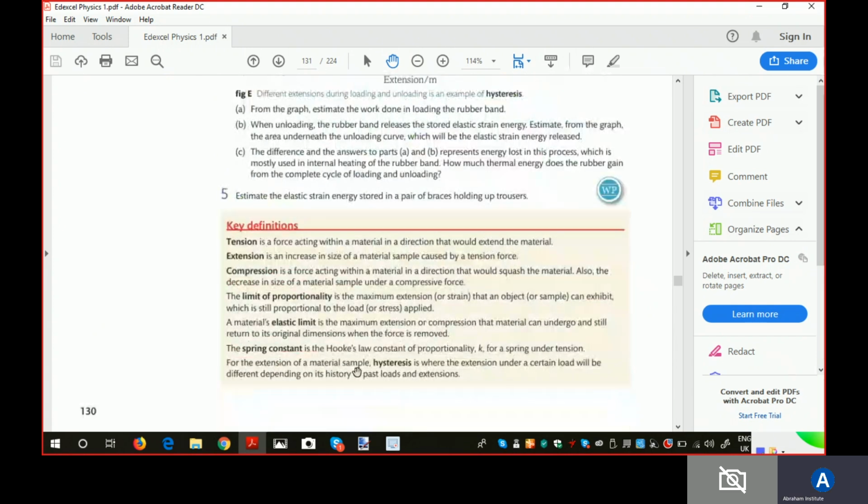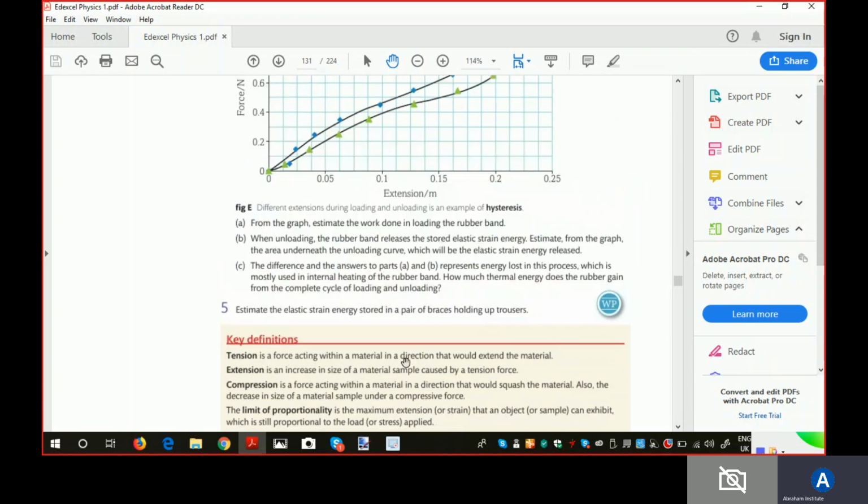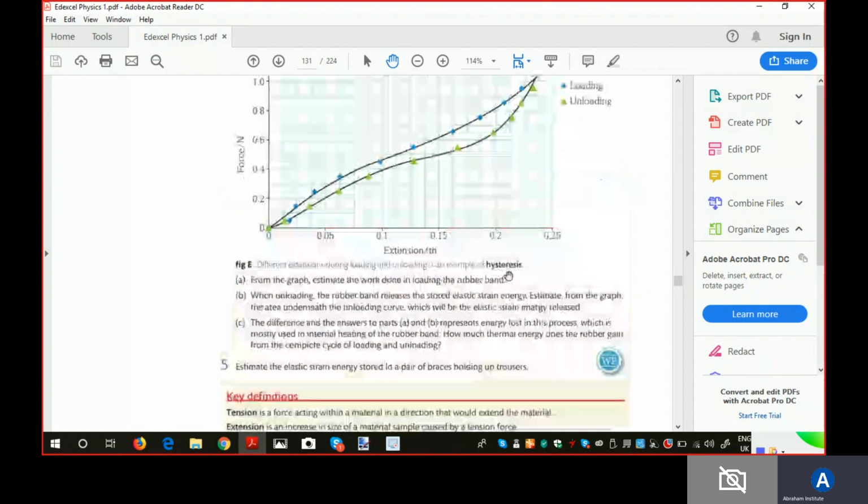For the extension of a material sample, hysteresis is where the extension under a certain load will be different depending on its history of past loads and extension. So you have that here. Different extension during loading and unloading is an example of hysteresis.